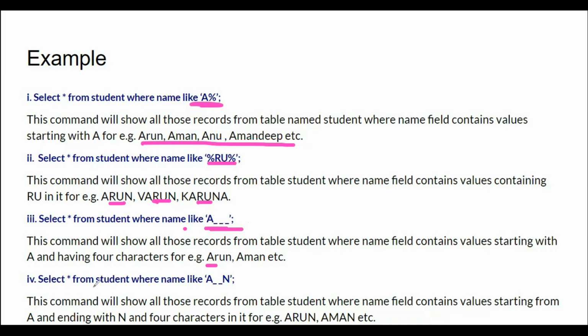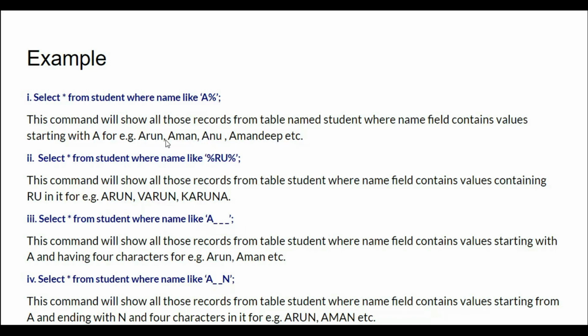And the next one is select student A underscore underscore N. It should start with A and it should end with N. But in between, you should have 2 letters. Those 2 letters can be anything. Here they have given Arun and Aman. If you give some other letters also, it will be accepted. Whatever the letters, it won't bother, but it should start with A and it should end with N. That is the only constraint given.